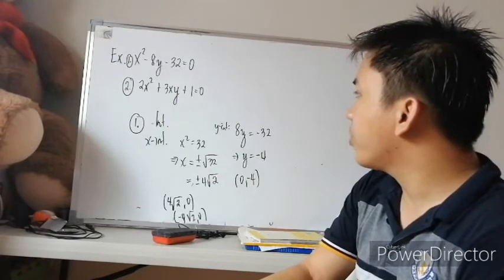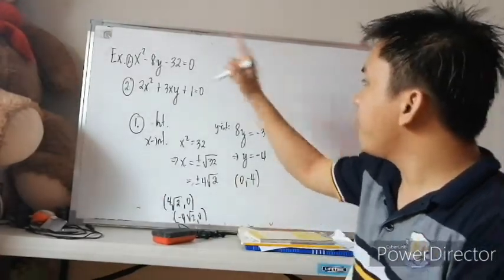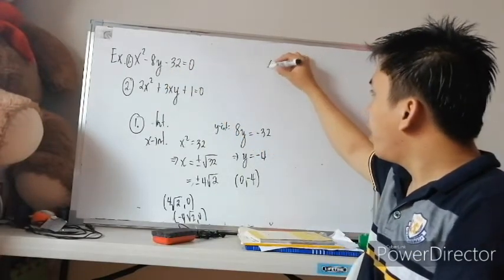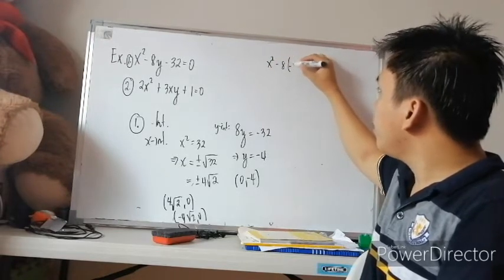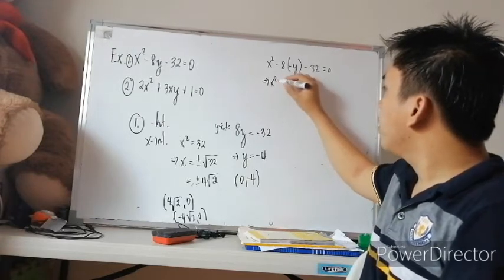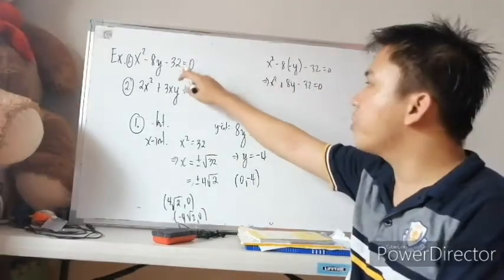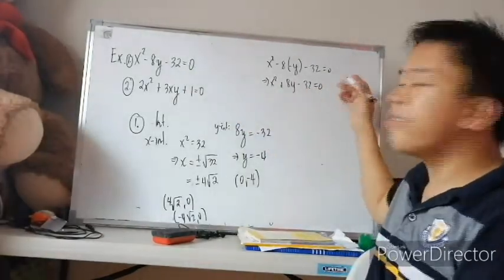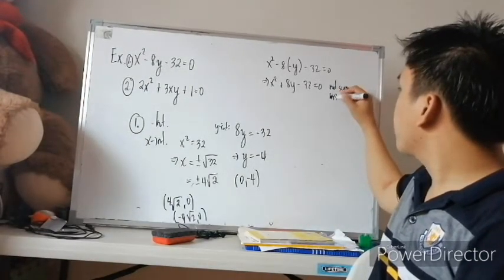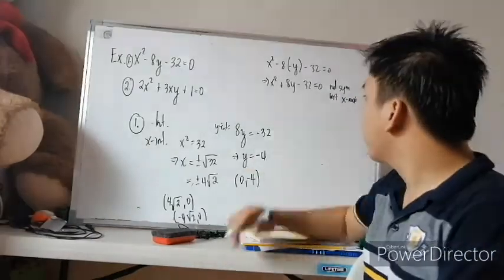So let's check if it's symmetric with respect to the x-axis. If it's symmetric with respect to the x-axis, let's replace y by negative y. So x squared minus 8 negative y minus 32 equals 0. You will get x squared plus 8y minus 32 equals 0. This is not the same as the original equation. Therefore, this is not symmetric with respect to the x-axis.